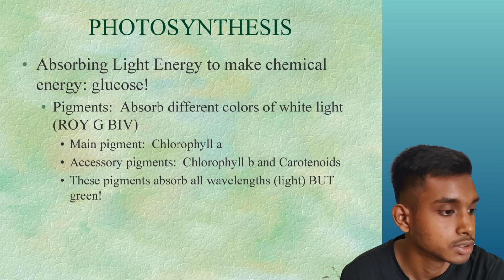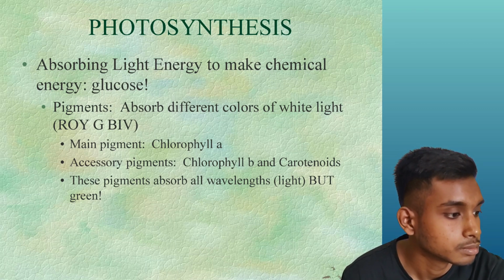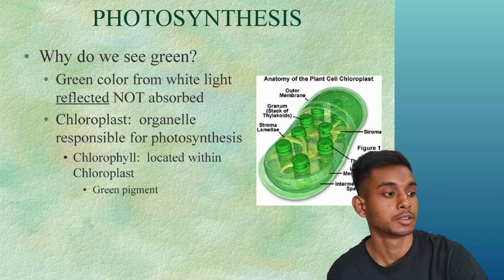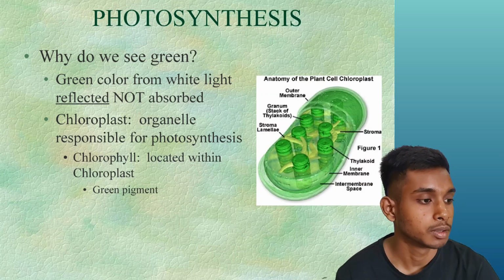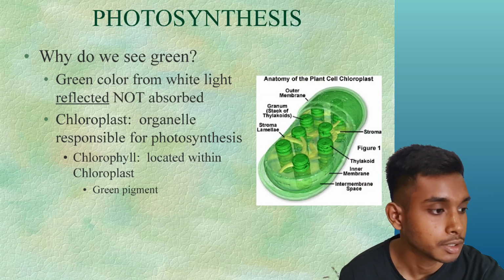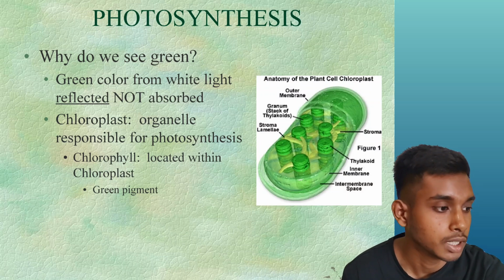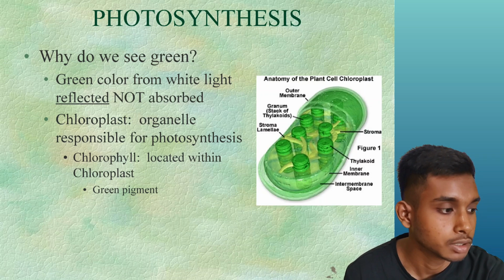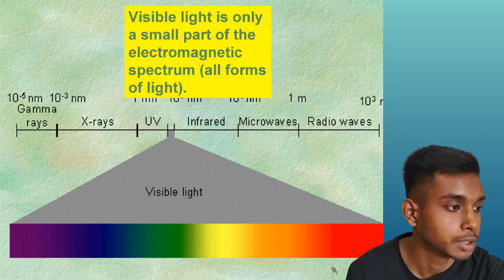Pigments absorb different colors of light. The main pigment is chlorophyll, that is green. Why do we see green in photosynthesis? Green color from white light is reflected, not absorbed. Chlorophyll is located within the chloroplast, and it is a green pigment.